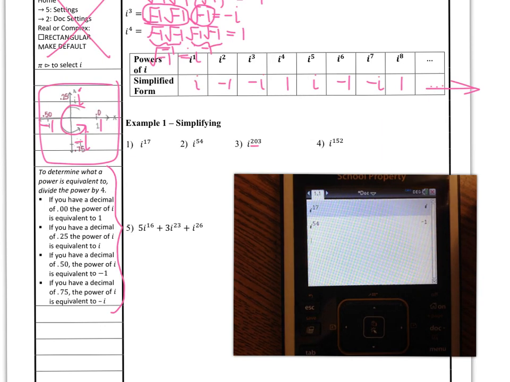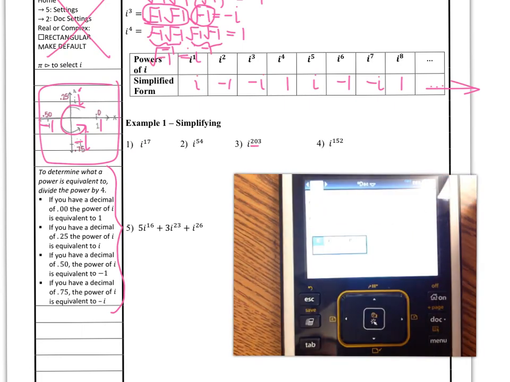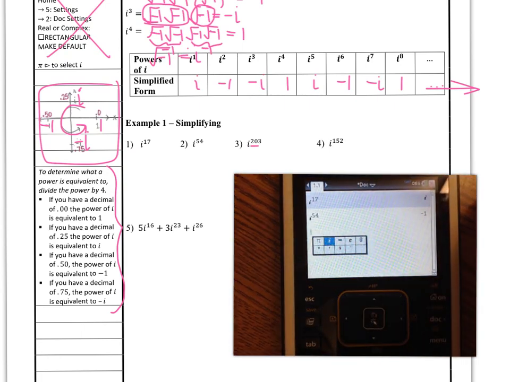That gives us -1. And then when it says i to the 203rd, again I hit the pi button, choose the i, and caret 203, which gives -i. It's as if we're doing that cycle way up above and repeating it until we get to 203. And then i to the 152nd is +1. We'll talk about number 5 in just a second, but let's jot these down.